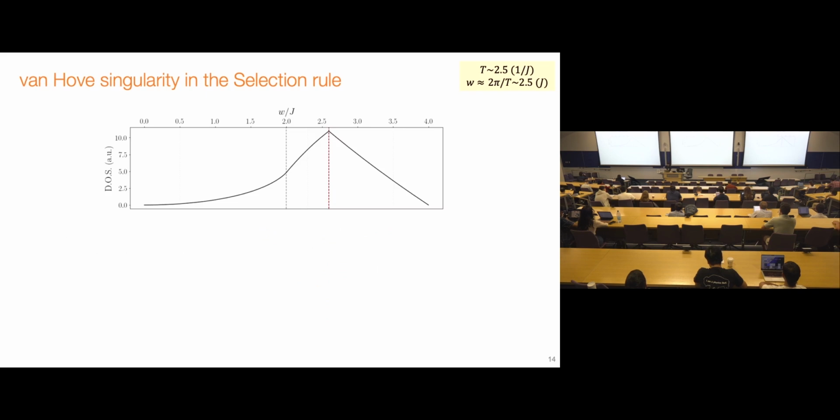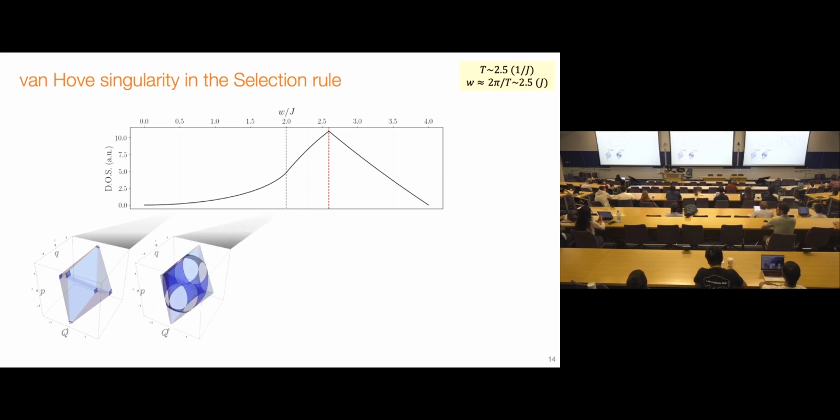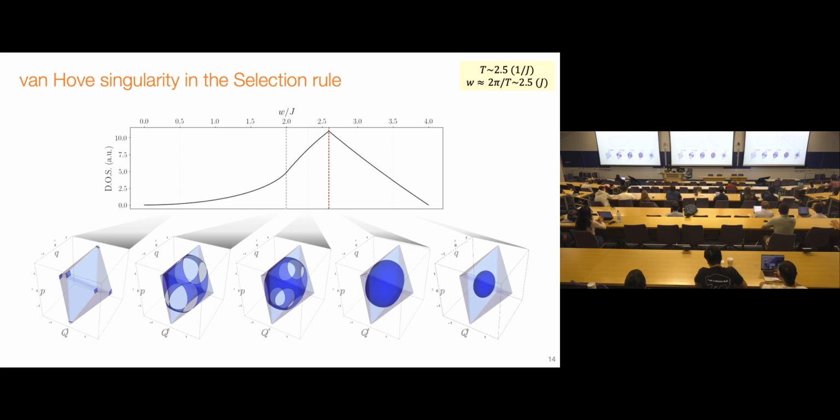And if I draw in the 3 parameter space, with a fixed value of energy, and count the number of excitations, these surfaces show the valid excitations that can happen for different energies. You can see there is a change in the morphology, and that is where we have the van Hove singularities.